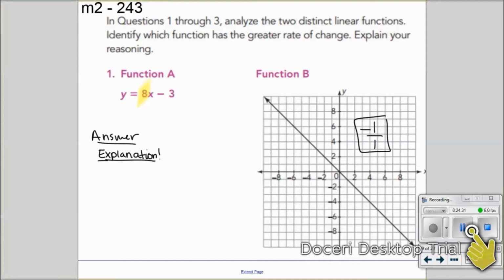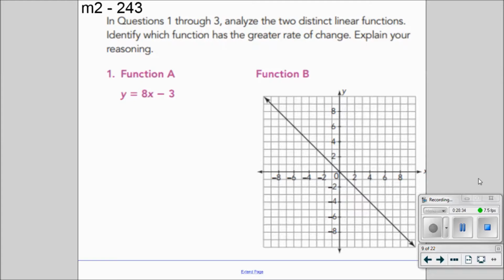Okay, so on 3, we're either going to say function A or function B, whichever one you thought had the greater rate of change. Ready? 1, 2, 3. And you should have said function A, and you needed to have some sort of explanation saying that 8 is a greater slope or a greater rate of change than a negative number.